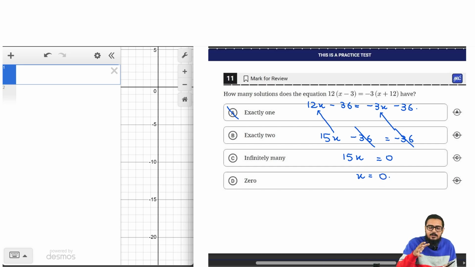The examiner does not want you to figure out the value of that solution, but was specifically asking how many solutions you will get for the unknown variable x. I'm getting just one value of x, which is 0.